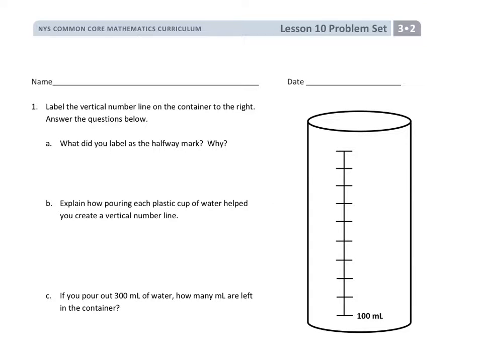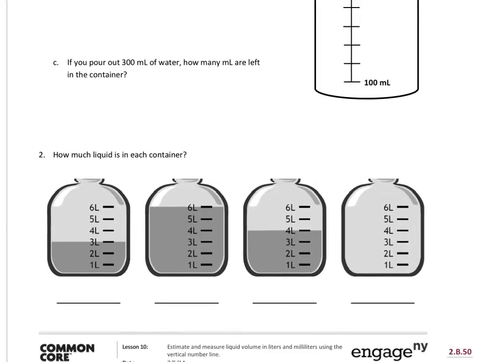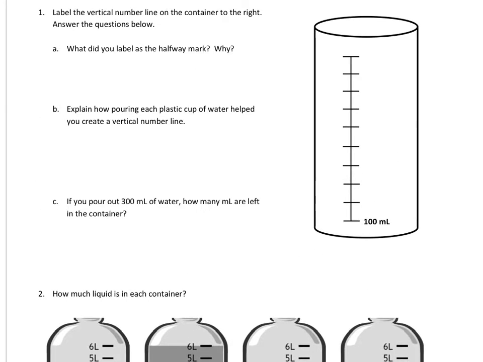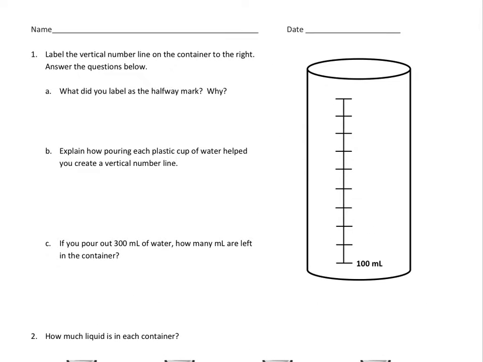Let's go ahead and keep going on our Lesson 10 problem set. We are talking about estimating and measuring liquid volume in liters and milliliters using a vertical number line. And hopefully you started on problem 1 and got it all finished during class today. So let's go ahead and skip down to problem 2.